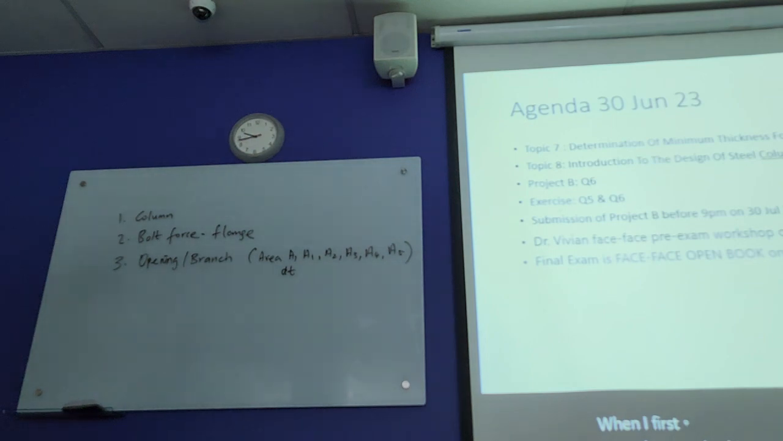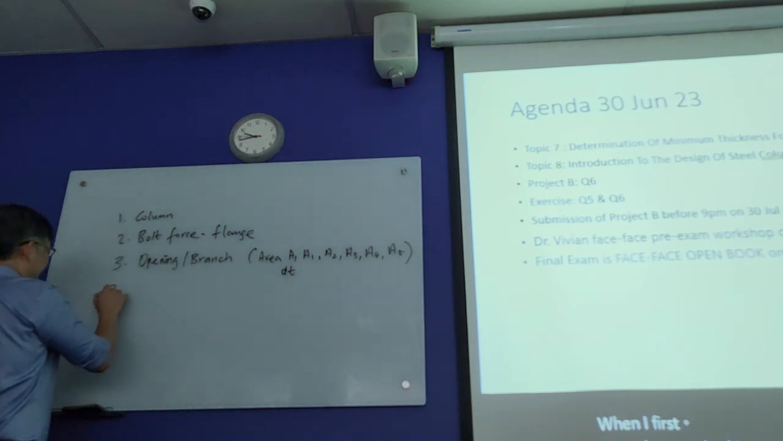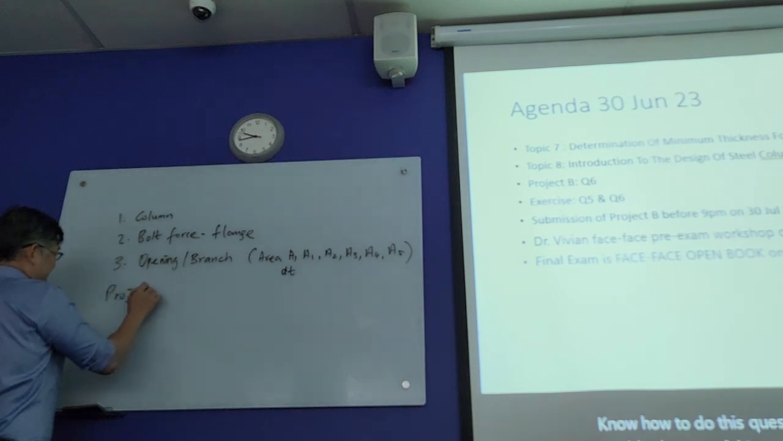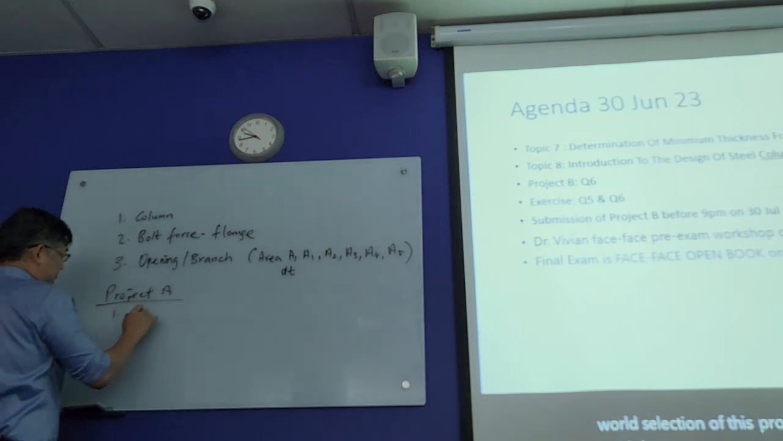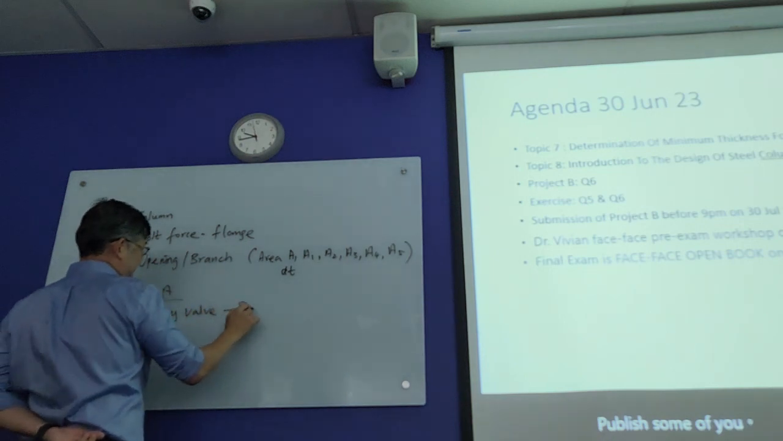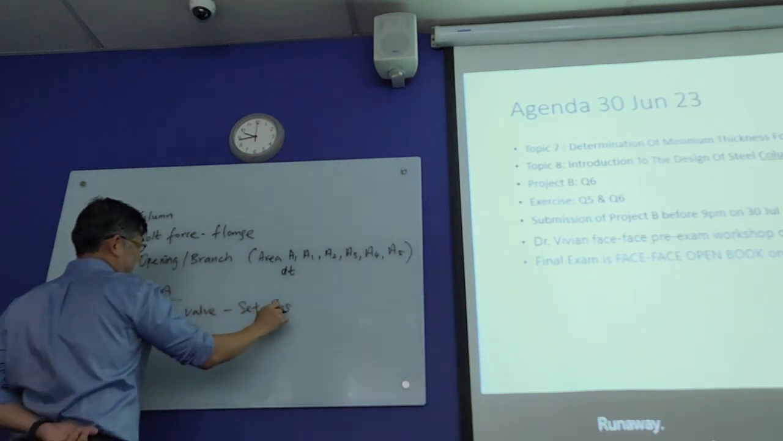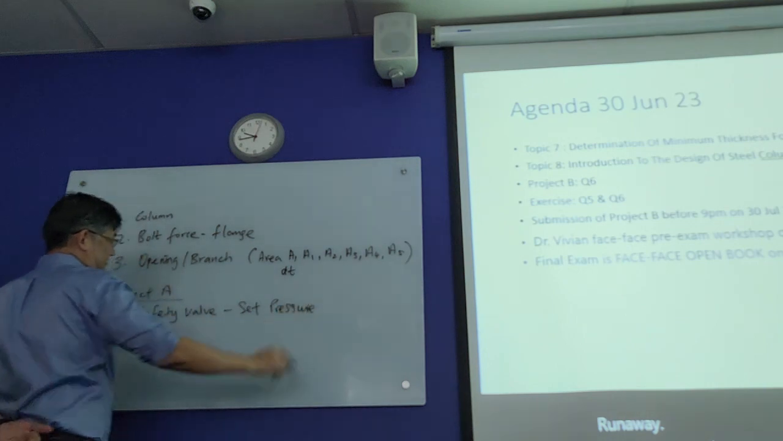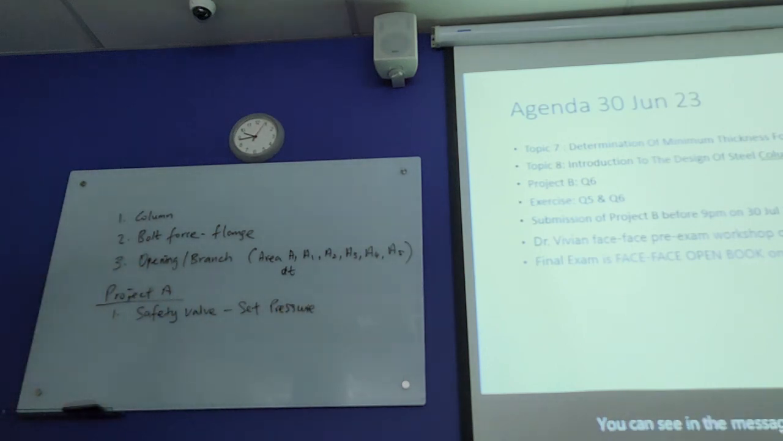Also safety valve selection. This is project E. Probably some of you have forgotten how to determine the safety valve according to your set pressure. Whether fire, mild fire. So this one is how to determine the safety valve used for that purpose.